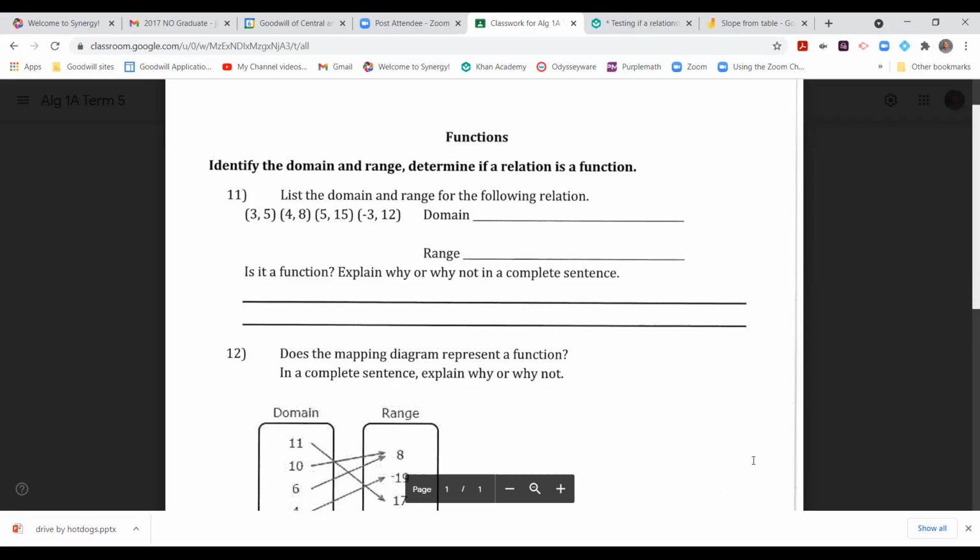So the domain would be 3, 4, 5, -3. None of those repeat, so that's a function. And if all you have are the points, that's one of the easiest ways to determine whether or not you have a function. Just look for the repeating x values. If there are no repeating x values, then you do have a function.